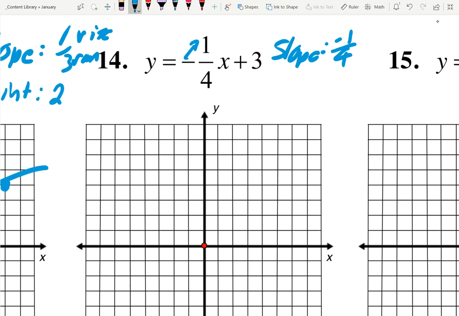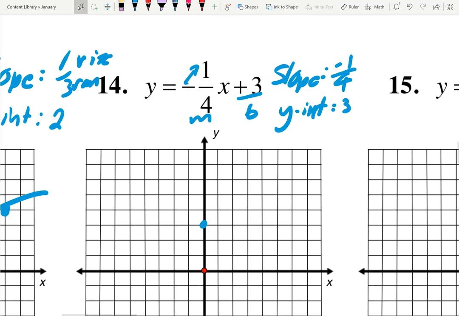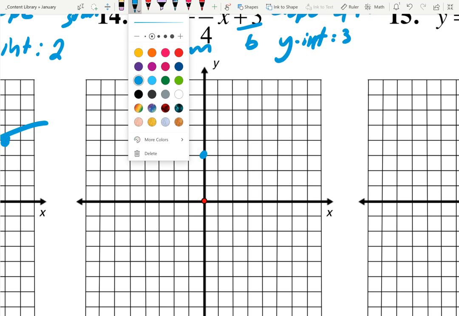All right, and then our y-intercept is going to be this 3. Our y-intercept is at 3. So again, on the y-axis, we're going to go up to 3 to start with. So 1, 2, 3. That puts our point here. And now remember, our rise over run. Our rise is negative 1, and our run is 4. So to rise negative 1, we would actually, again, have to go down 1.